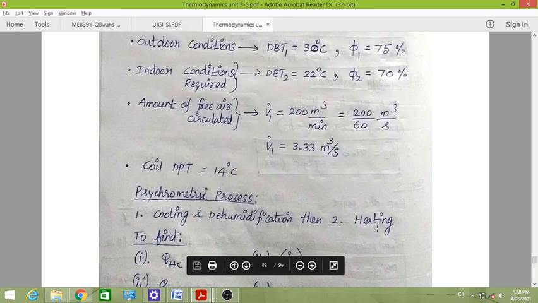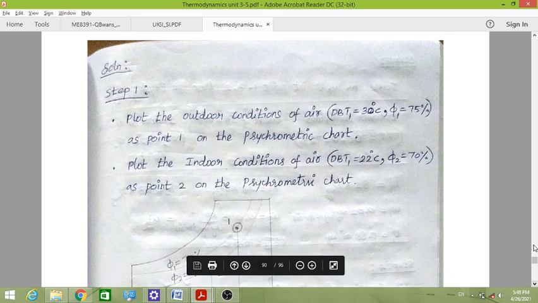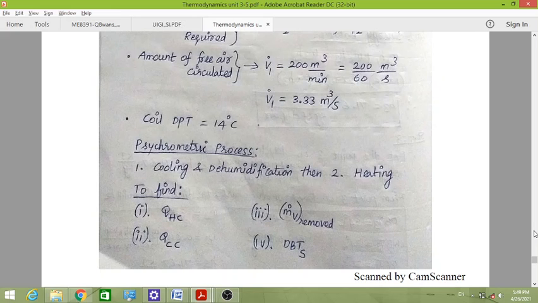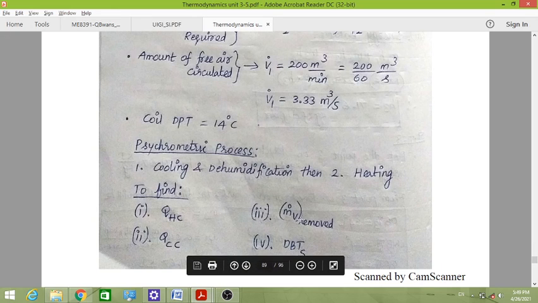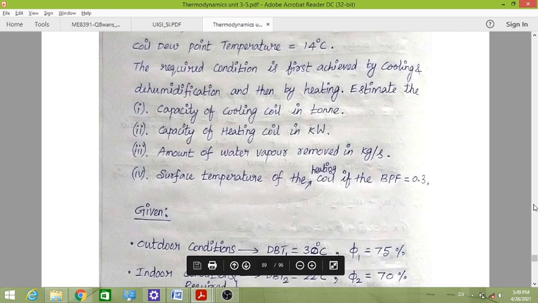First one, heating. Next, we need to find QHC, capacity of heating coil, then QCC, capacity of cooling coil, m_v dot, mass of water vapor removed, and DBTS. So that is the final one. DBTS is the surface temperature of heating coil.